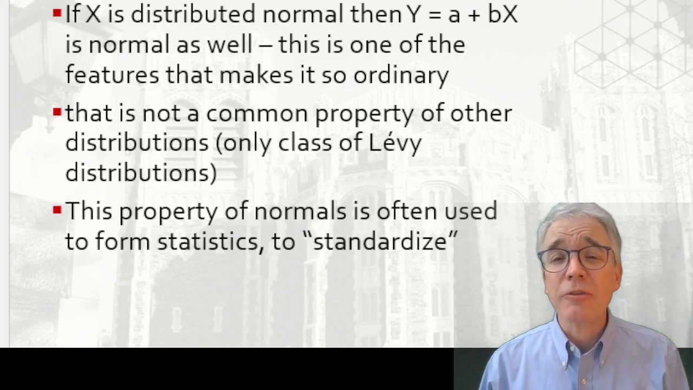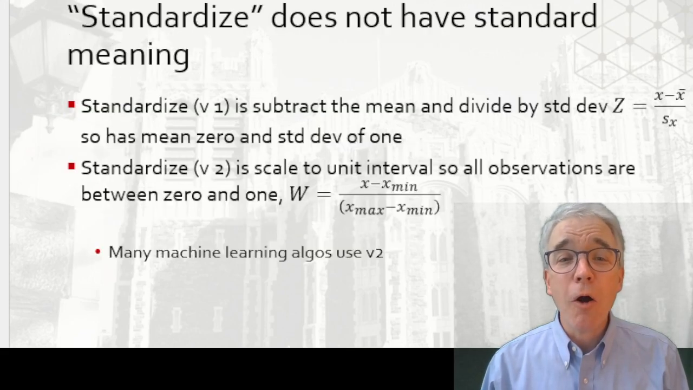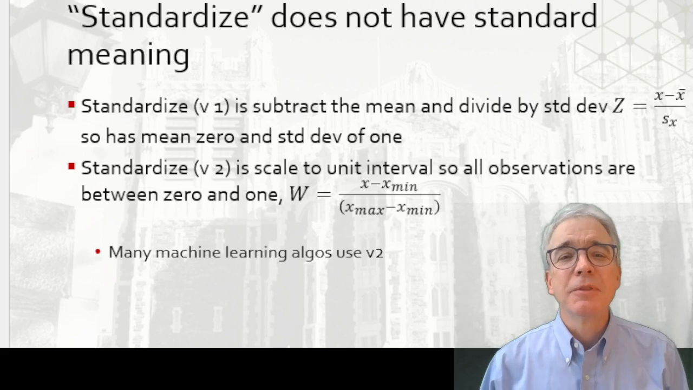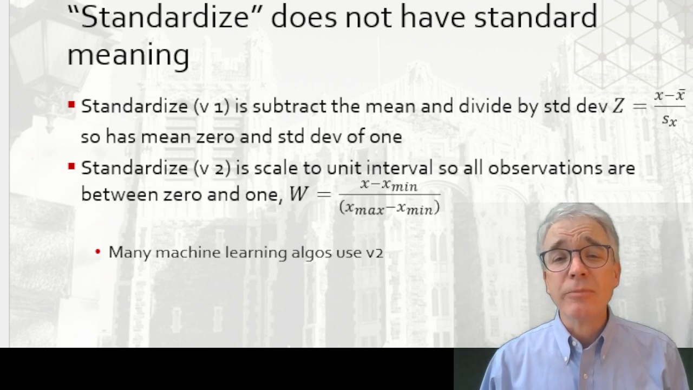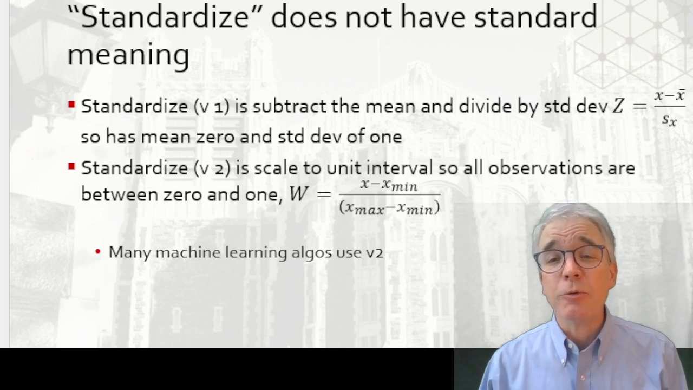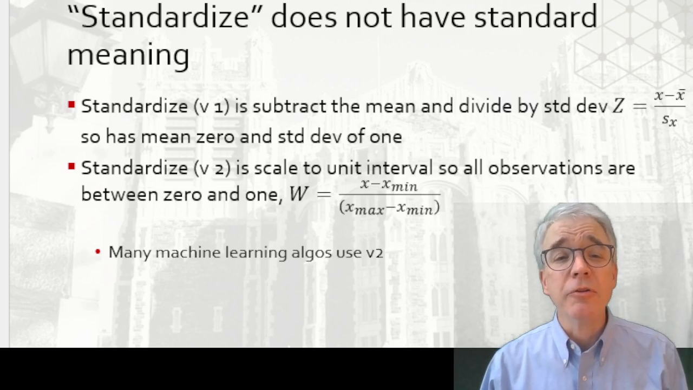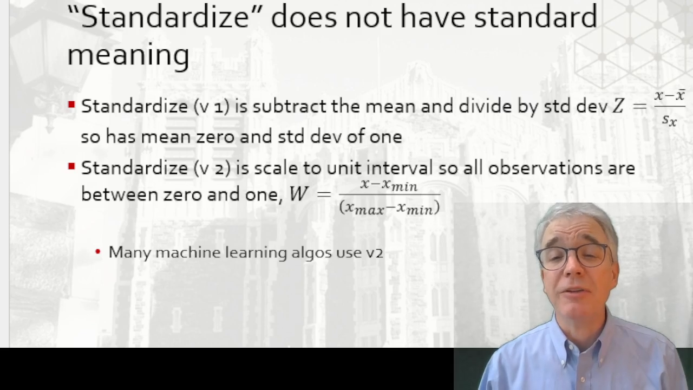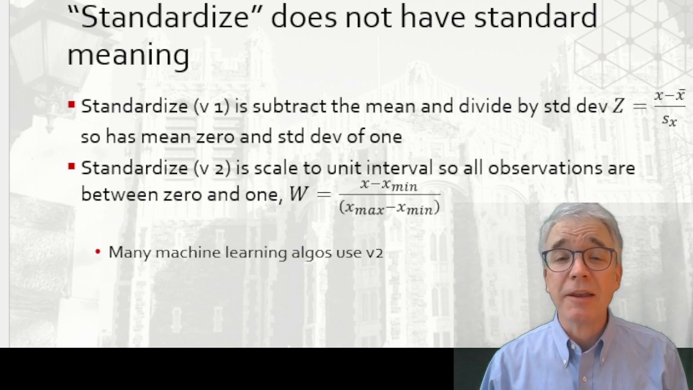So we often standardize normal variables to form other statistics. Now, despite the terminology and what you might hope, standardized does not quite have a standard meaning. Version 1 of standardized, which is more common in mathematical theory, is to subtract the mean and divide by the standard deviation, to get something usually called z, with z equal to x minus x bar, that's the average, divided by the standard error. Z would have a mean of 0 and a standard deviation of 1. But it could have some pretty large values, both positive and negative.